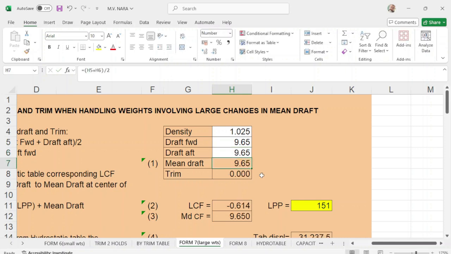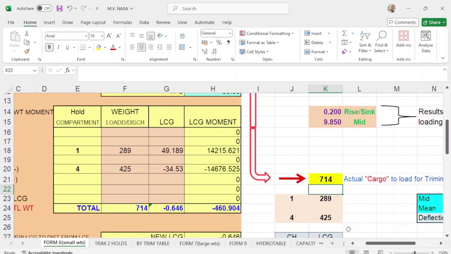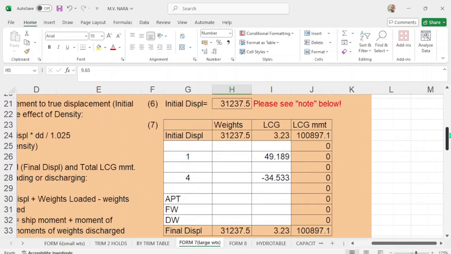9.65, and your local density is 1.000, which is this one. At 9.65 your density is 1.60. So your departure drop is density 1.00, and you load this cargo, this one. So we load this one in hold number 1 and 4.